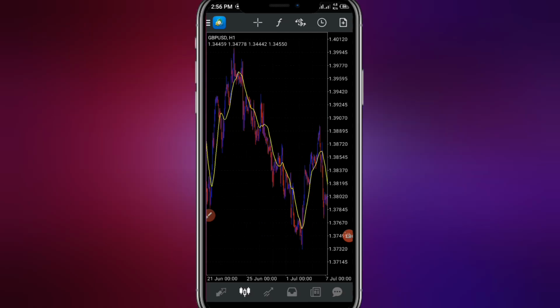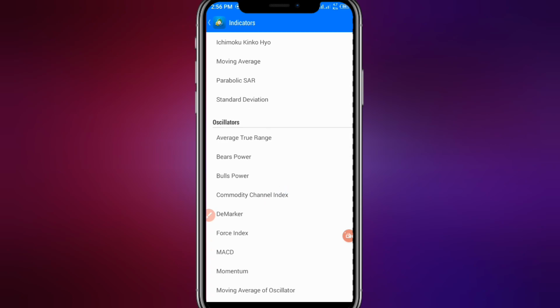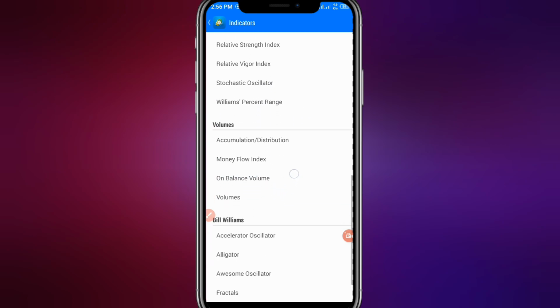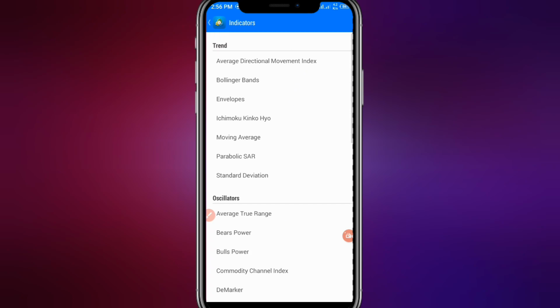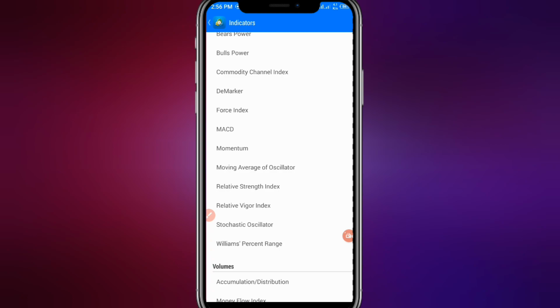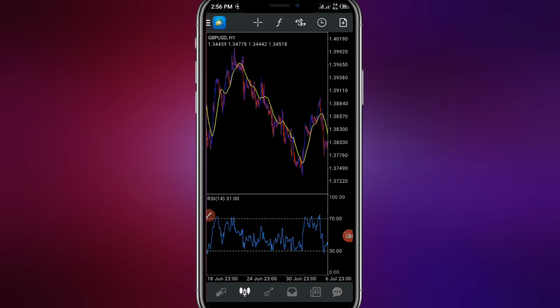But this does not end here. You can actually add in the RSI to make things easier for you. Let's go to relative strength index and search for it. Okay, relative strength index, adding the relative strength index with a period of 14, the blue line, and just leave it in default and hit done.